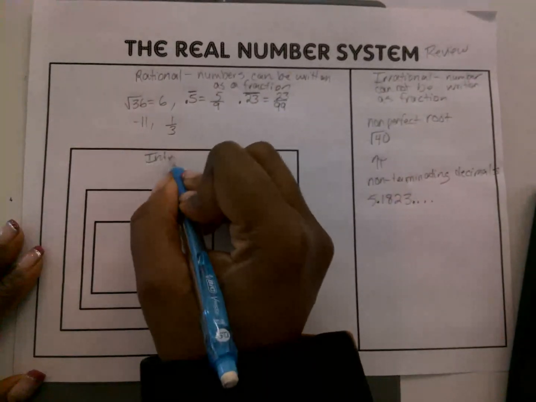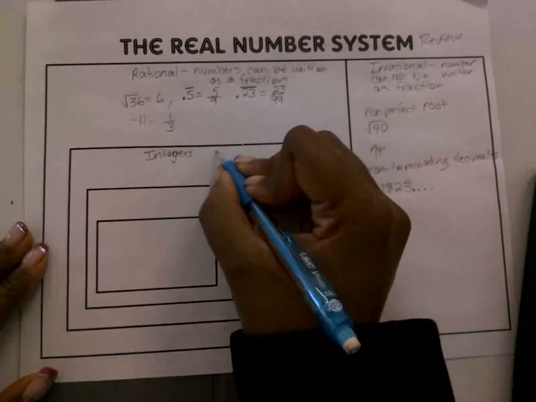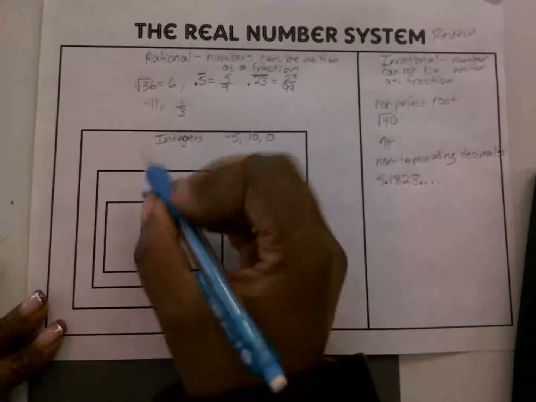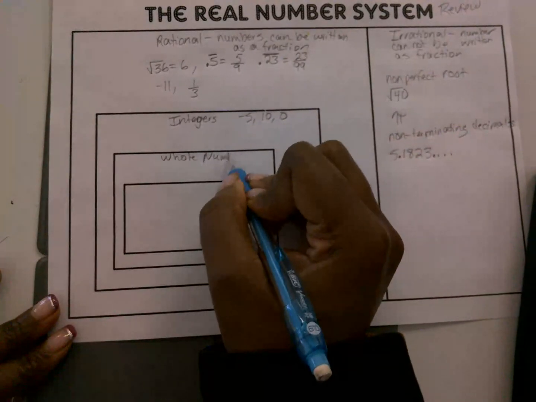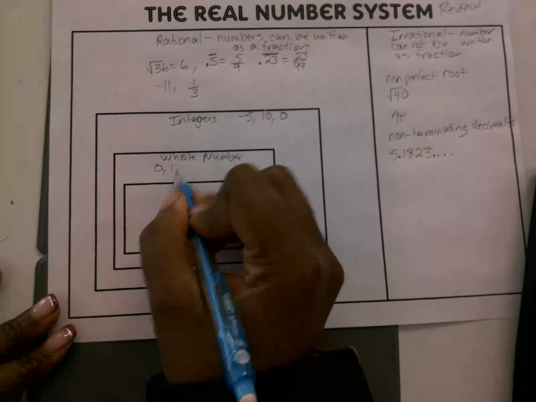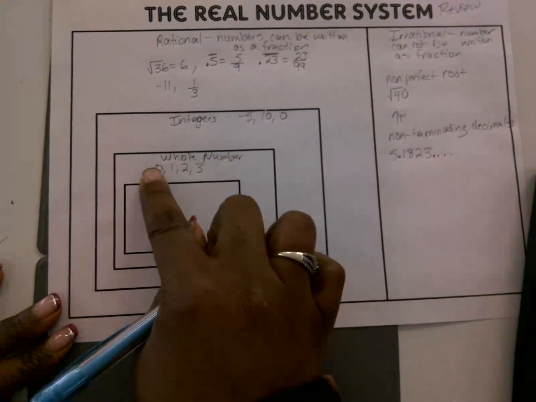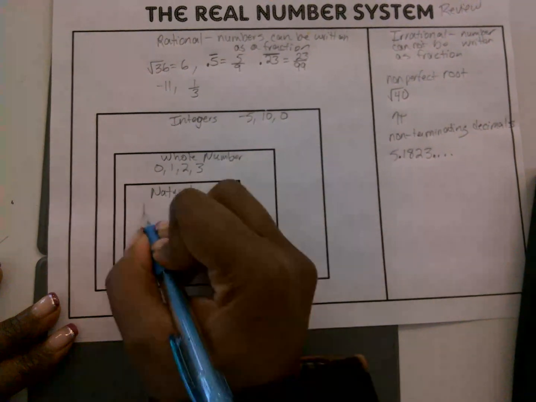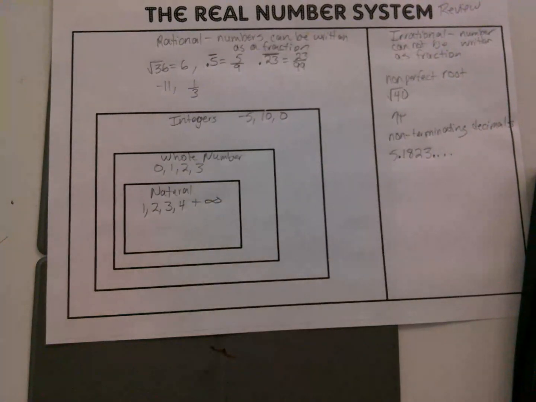Now you have integers. Integers are whole numbers and their opposites. They don't have any fractions, no decimals. So that's negative numbers, positive numbers, and 0. Whole numbers, no negative numbers. That starts at 0, 1, 2, 3, so on and so forth. No fractions, no decimals. Start at 0. Natural numbers are counting numbers. So you're counting numbers 1, 2, 3, 4, all the way to positive infinity. That's all I need you to know about this.